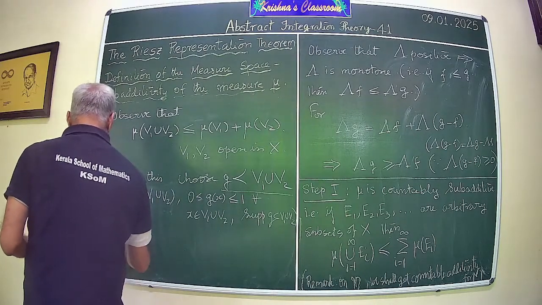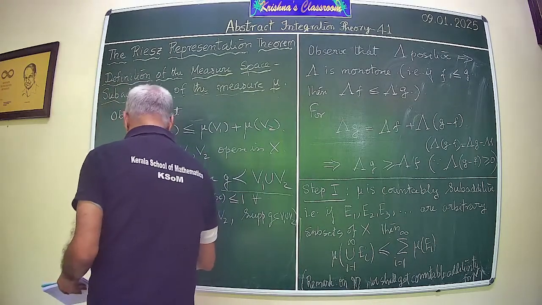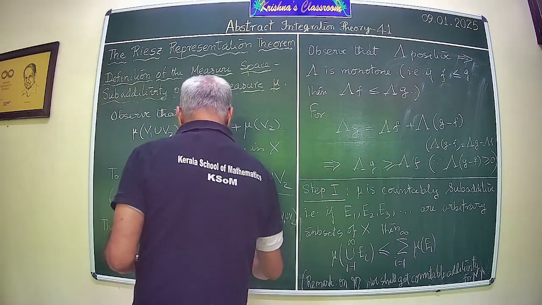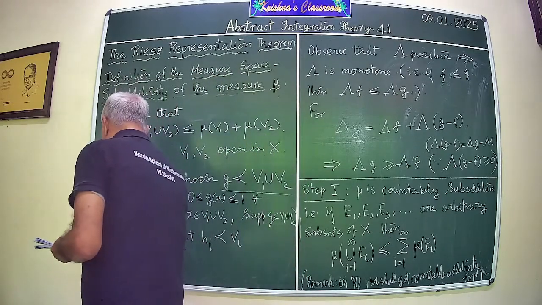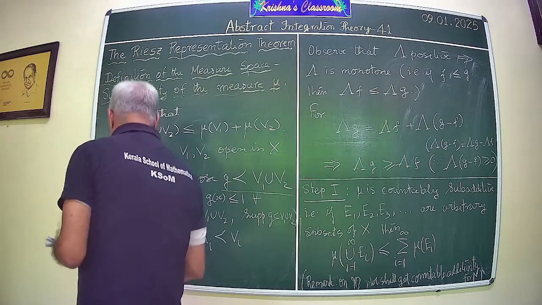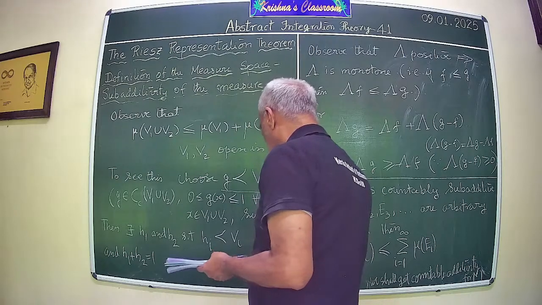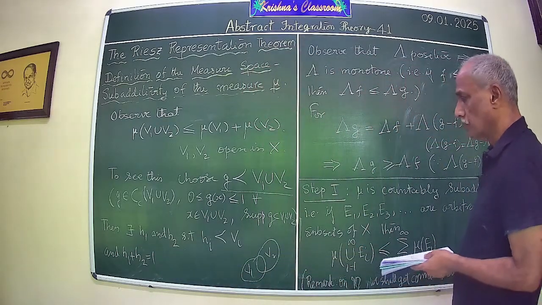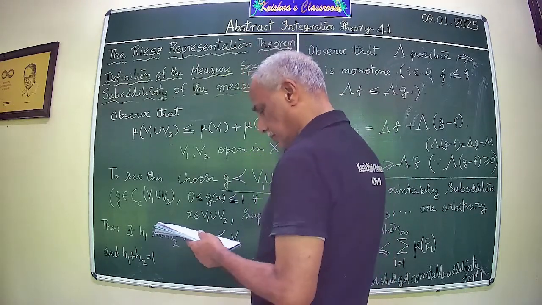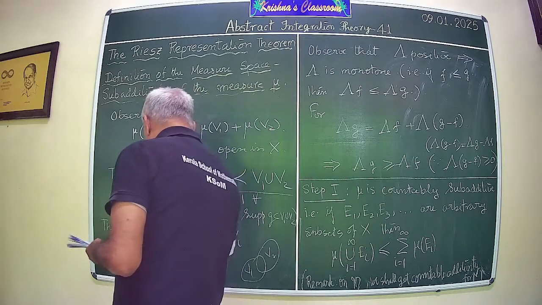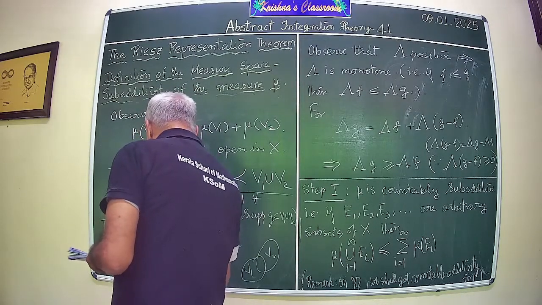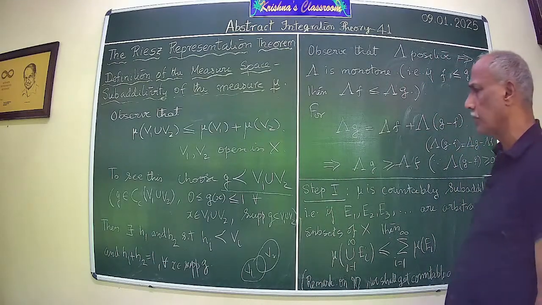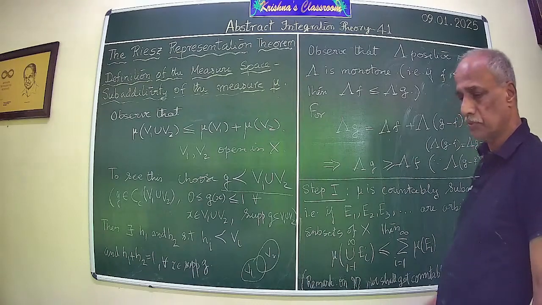Then of course there exist H1 and H2 such that H_i is subordinate to V_i for each i, and this is actually a partition of unity. So you have V1, V2. So we get H1 and H2 such that H_i is subordinate to V_i and H1 plus H2 is equal to 1 for every x belonging to the support of G. Now there are two things. Look at the support of G. The support of G is a compact subset of V1 union V2.